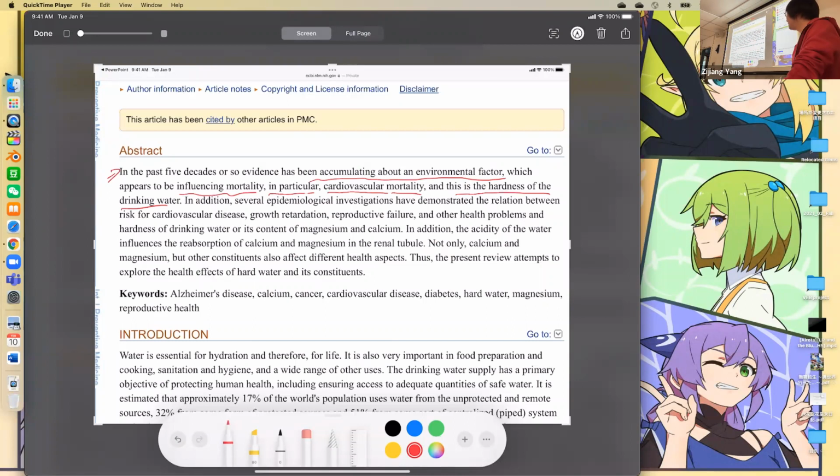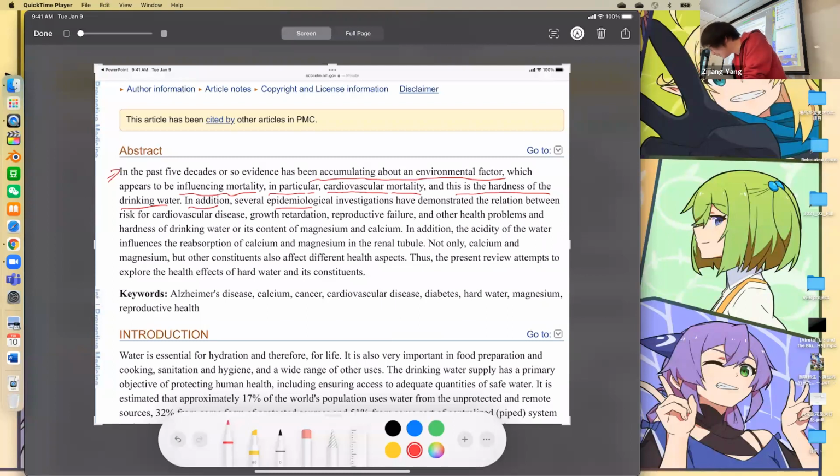So we can see that drinking water may have some other adverse effects to our health. In addition, several epidemiological investigations have demonstrated the relation between risk of cardiovascular disease, growth retardation, reproduction failure, and other health problems, and the hardness of drinking water, or its content of magnesium and calcium. So we know that the existence of these two cations has some relation to our health in the drinking water.